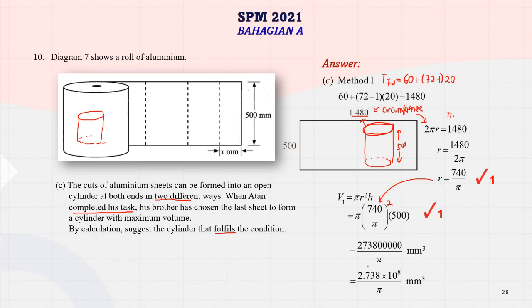So we convert to standard form, 2.738 times 10 to the power of 8 over pi millimeter cube. Okay. And then let us look further. Okay, if we roll the aluminium to become a cylinder like this, with its height being 500, its R will be 740 over pi. And the volume you will get is that one, the one we see here.